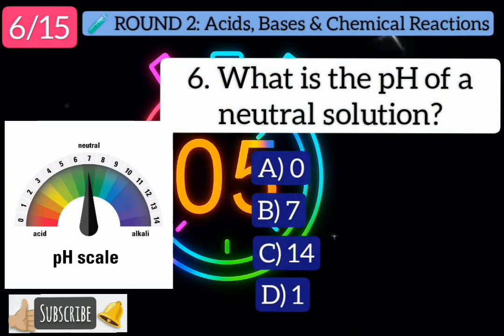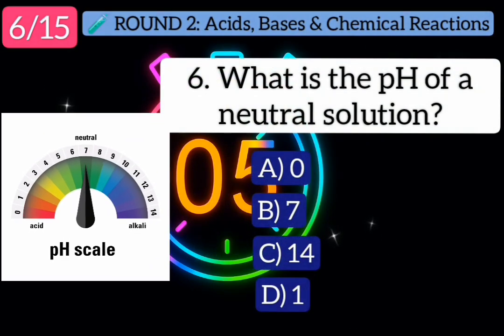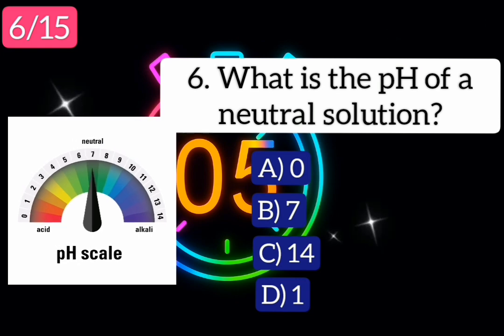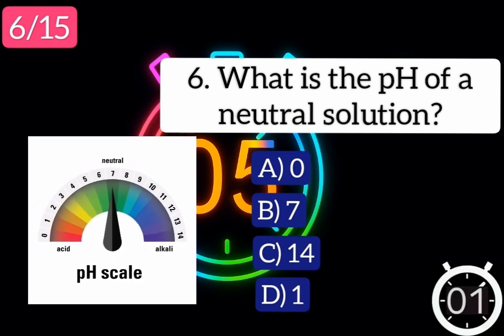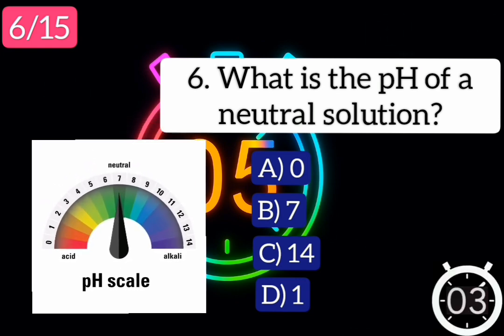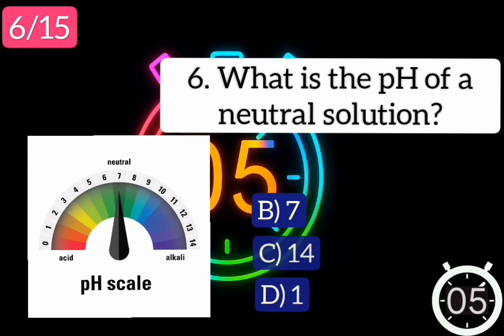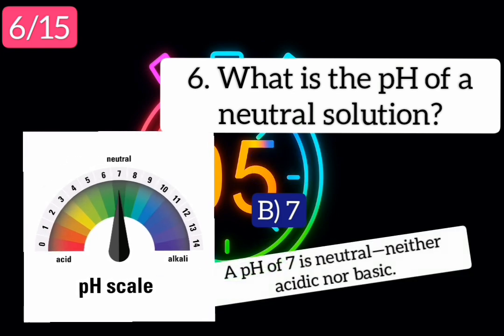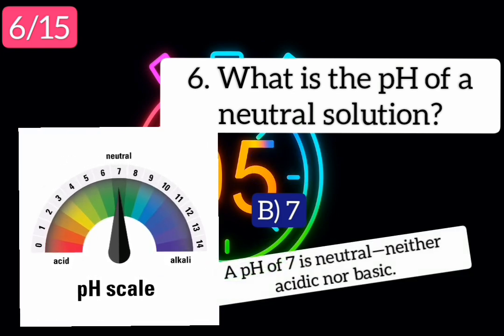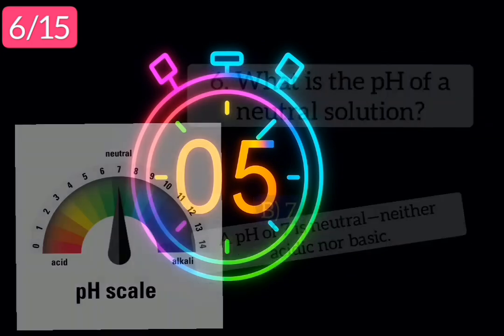What is the pH of a neutral solution? 0, 7, 14, or 1? The answer, 7. A pH of 7 is neutral, neither acidic nor basic.